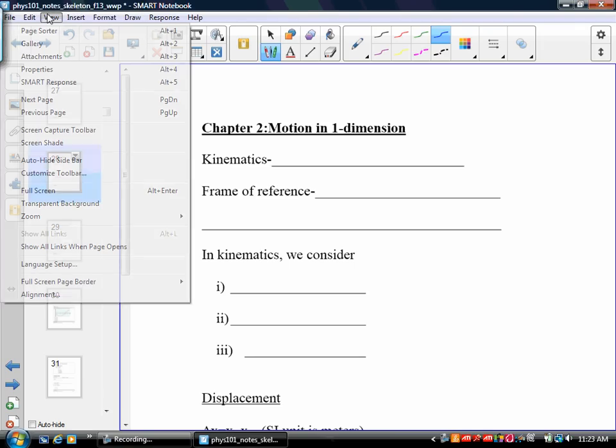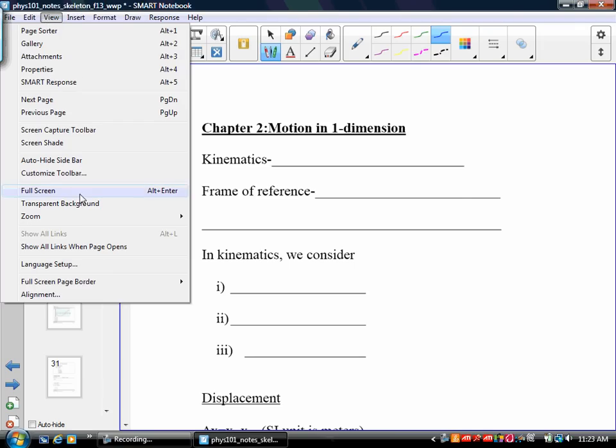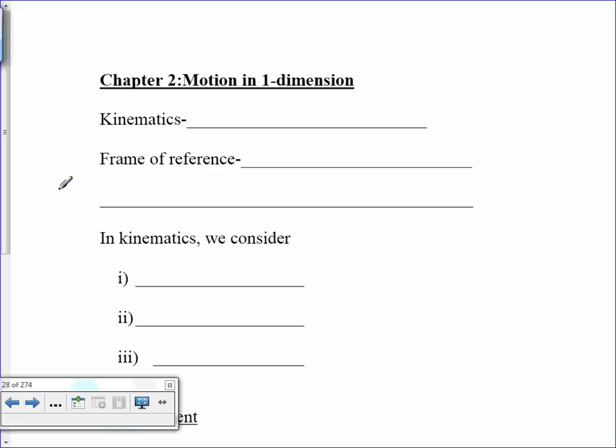Alright, so this is the beginning of chapter 2. We're going to be looking at kinematics. Kinematics is the study of motion. So kinematics describes motion. We'll use this in this chapter, of course.